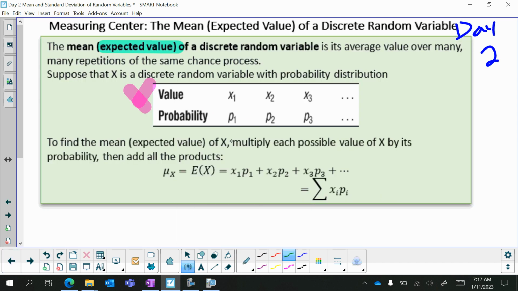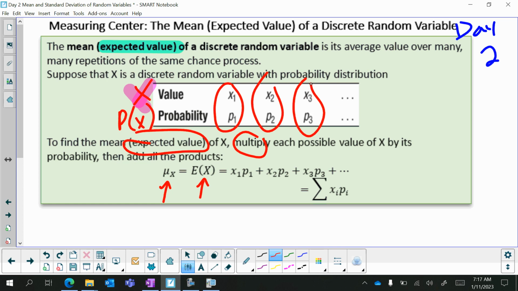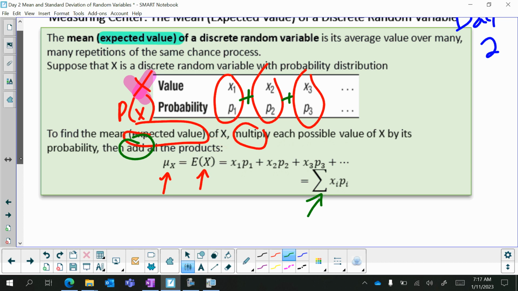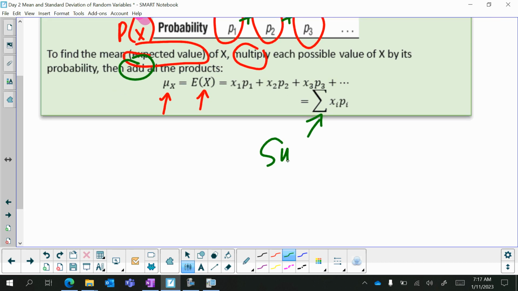So to get the expected value E of x or the mean, the population mean, you're going to multiply every x by its respective probability, and then you're going to add them all up. So that's what this is showing here. And then remember, this symbol is called summation, S-U-M-M-A-T-I-O-N, summation or sigma. Okay, and that's a Greek letter, and that just means add them all up.